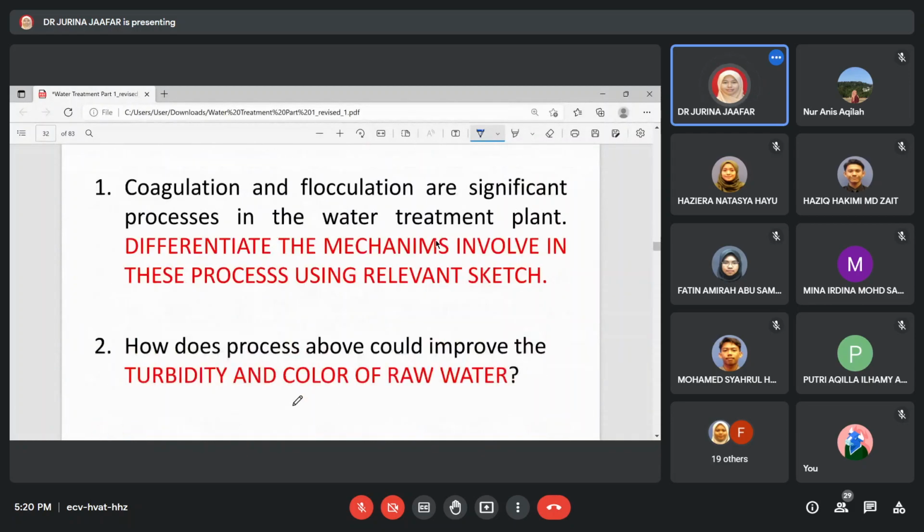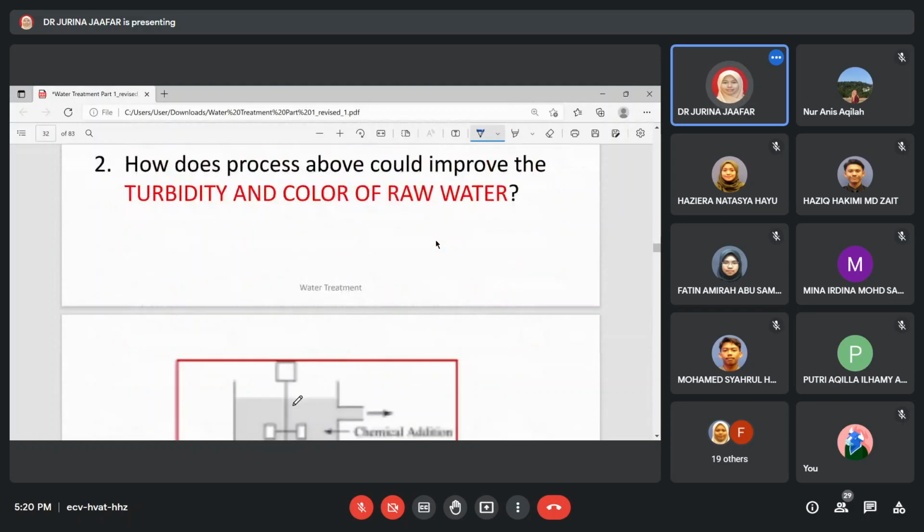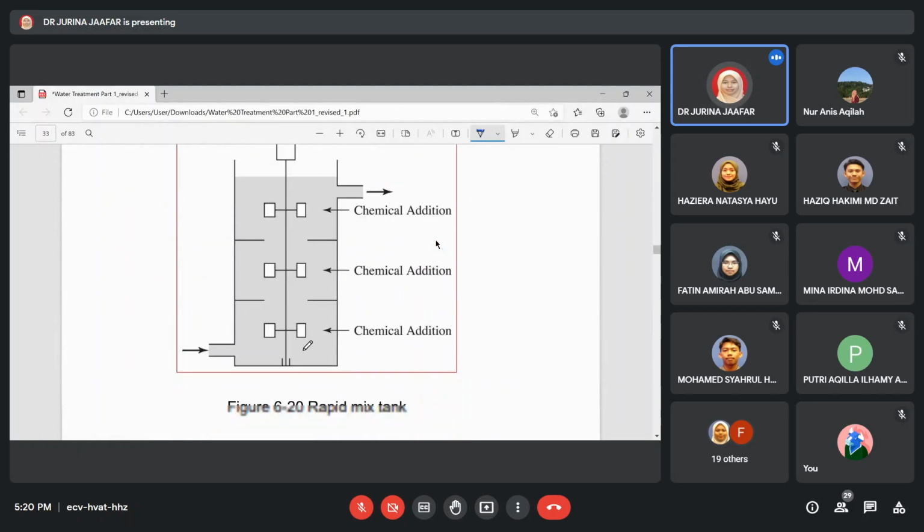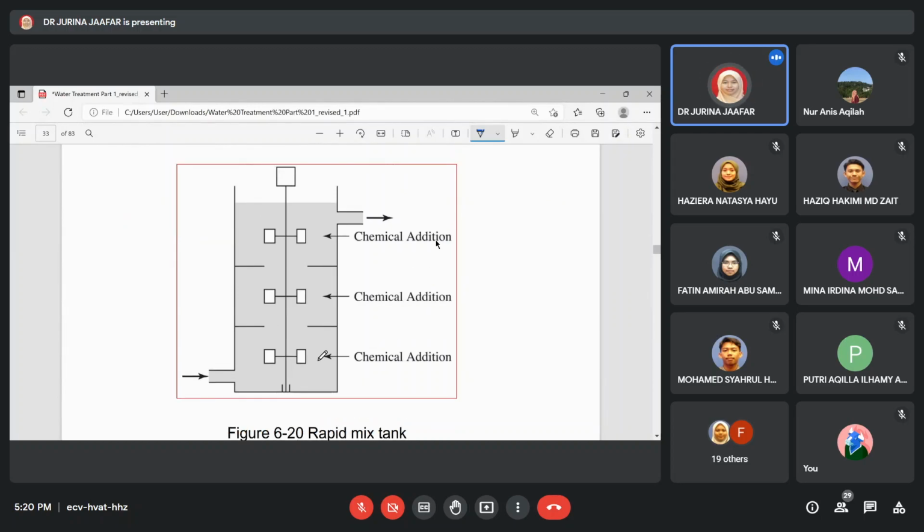Right, so just forget about the quiz kejap. So this is how it looks like. Sometimes we have a very big tank. So we have the tank, where we have a paddle, dan dia akan mengacau. So dalam rapid mix ni is a higher rate of the mixing. That's why kita pakai rapid mix.